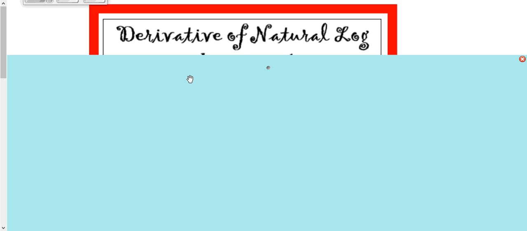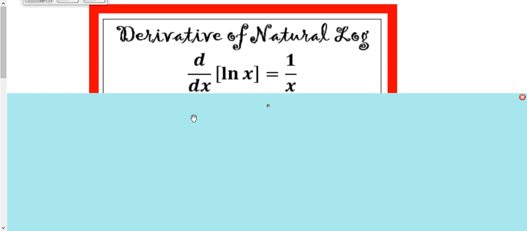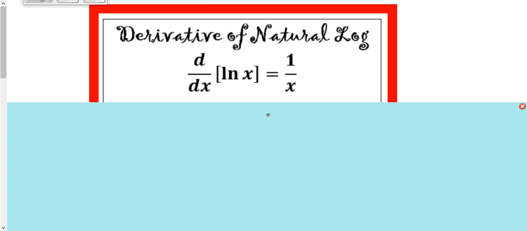But the derivative of a natural log, so when we take the derivative of ln, it becomes a fraction. So it's a little bit different than our other derivative rules that we've had thus far. What happens is we have x, which is in the ln, on the bottom, and 1 up top.